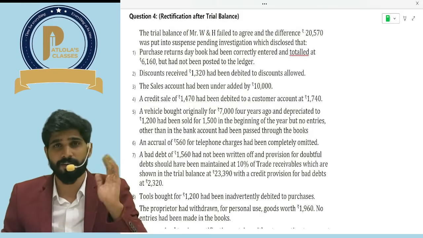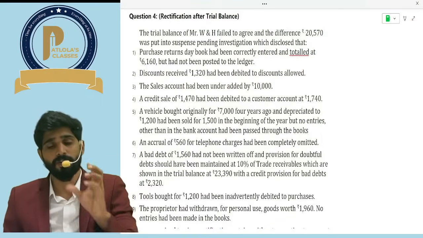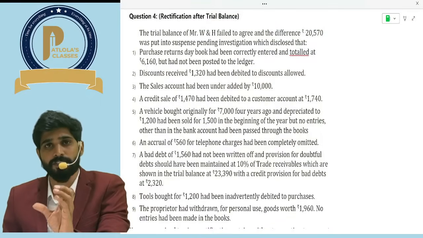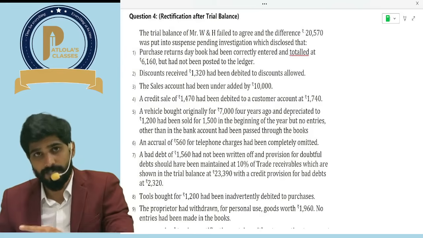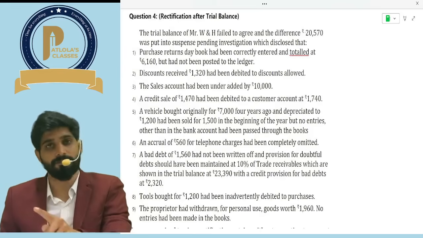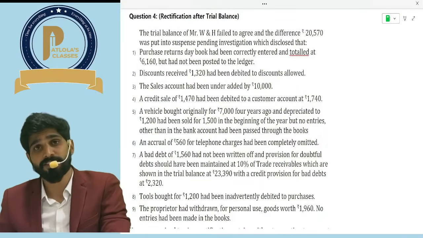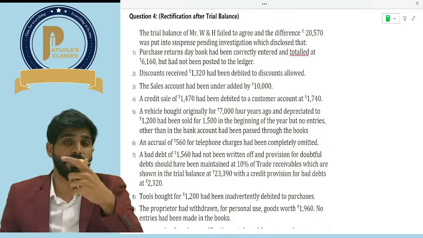Now that we are rectifying the error, suspense account, whatever credit balance is there, 2640, that will be debited, and we have to credit discount received, and we have to cancel the discount allowed which is by mistake debited.